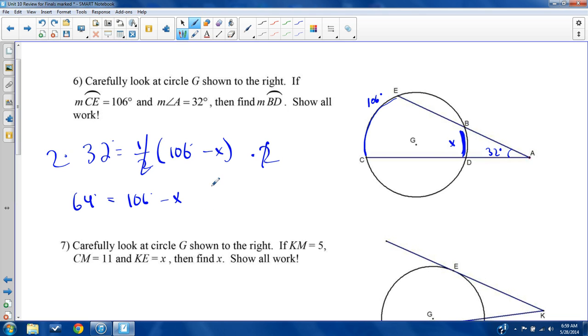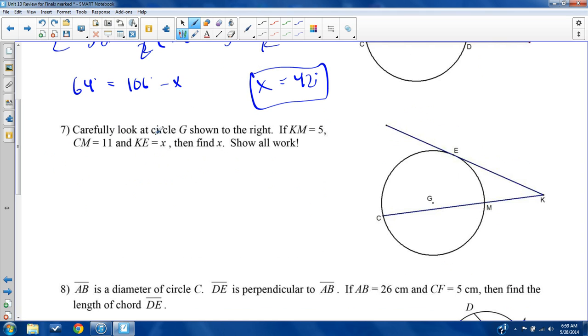Add X to both sides. Subtract 64 from both sides. 106 minus 64 is 42. So X is 42 degrees. This arc right here is 42. This angle 32, arc 106.